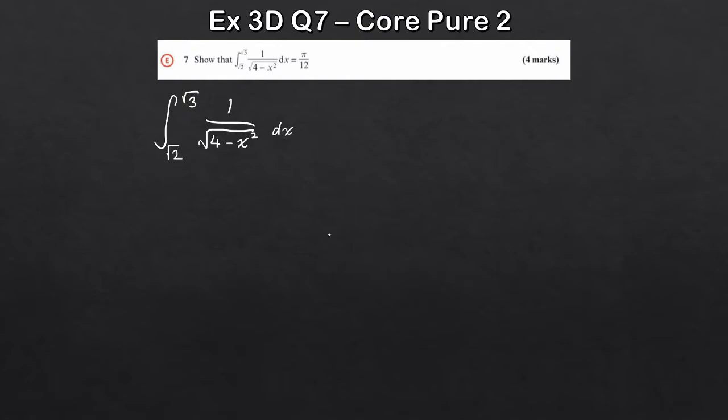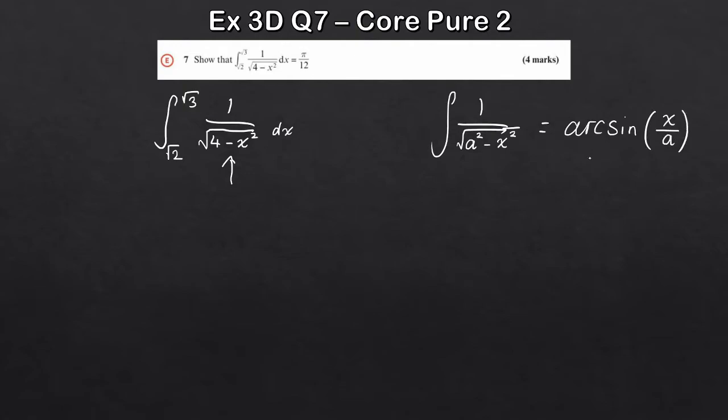This is something that comes with practice, but something should be jumping out right now at us for this, and that's the fact that this 4 minus x squared is in the correct form already. So this is actually an integral of the form 1 over the square root of a squared minus x squared. Now an integral of this form, if you look in your formula book, you'll know exactly what this is. And this is just arc sine of x over a. Okay? So, using that information now, let's show that this integral here is equal to pi over 12.